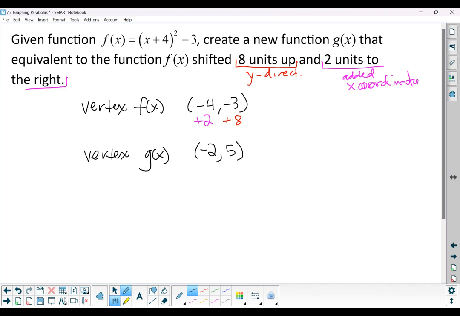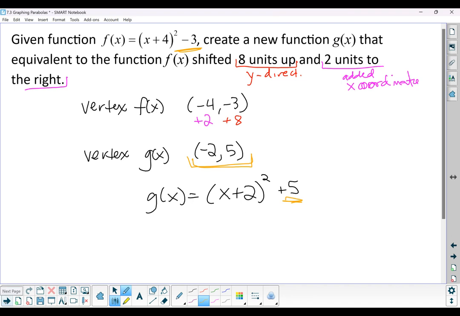So it asks us to create a function g of x, so that means to write its equation. So we would say that g of x is equal to (x + 2) squared plus 5. So we're just using that new vertex to write the function. Be careful. You can probably see the 5 pretty easily where the 5 shows up, but the x direction is always a little trickier because of the sign changes and things. So if you write the vertex down, you'll get it right.